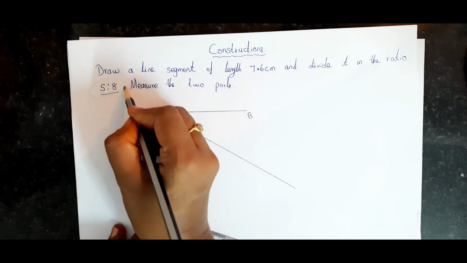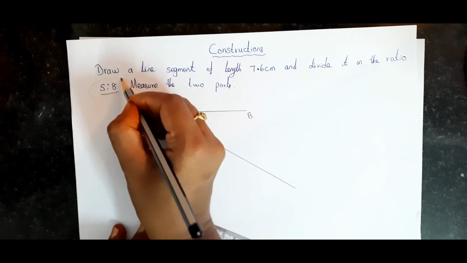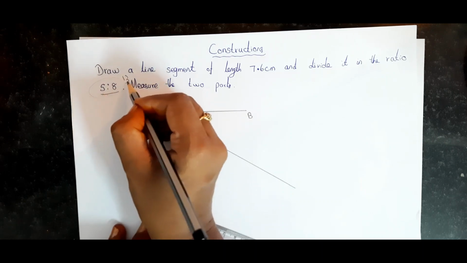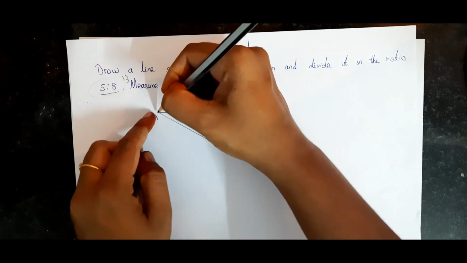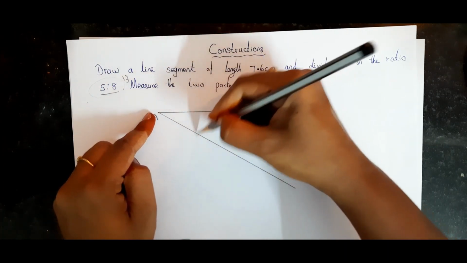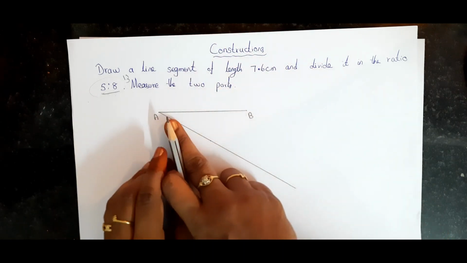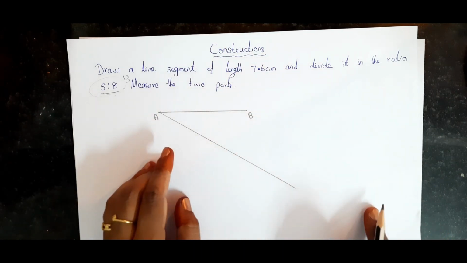Then you see what our ratio is, 5:8. Then you add the ratio: 5 plus 8 equals 13. You add the ratio, we will get 13. So from A, we need to mark 13 equal parts.